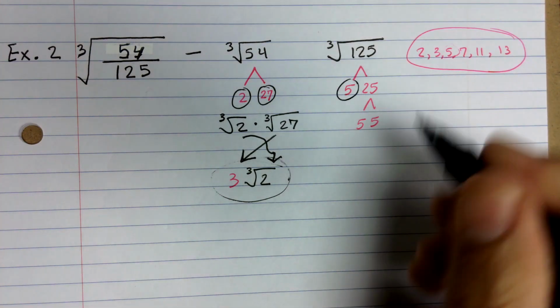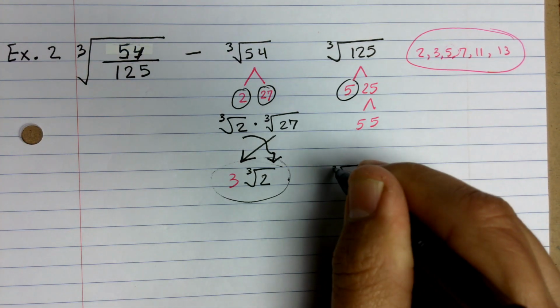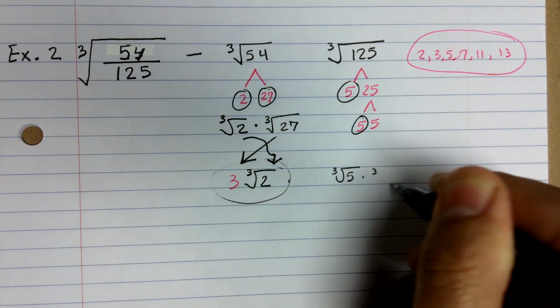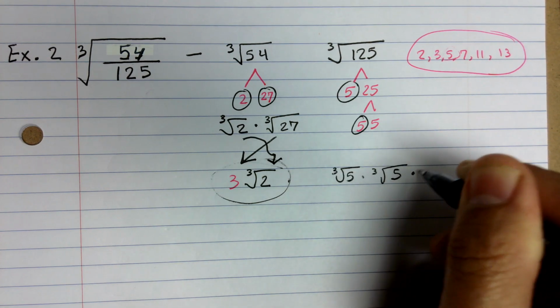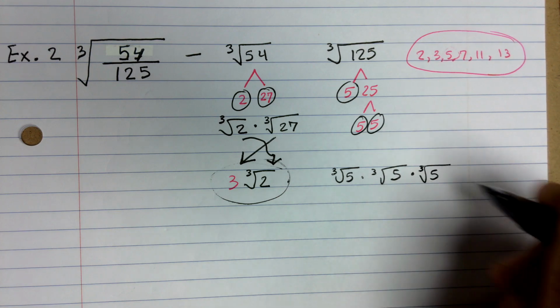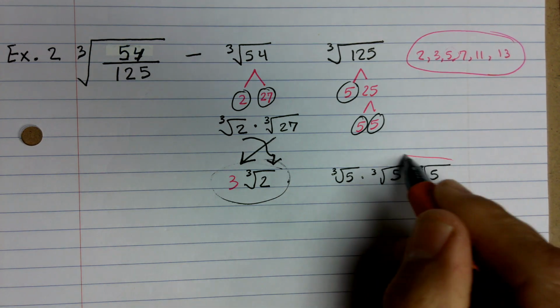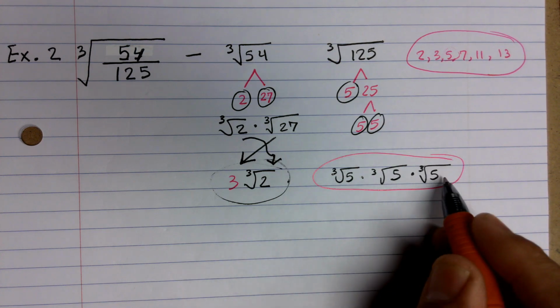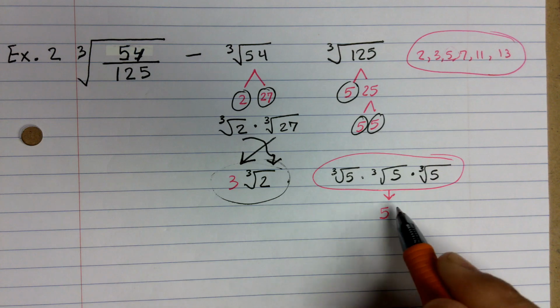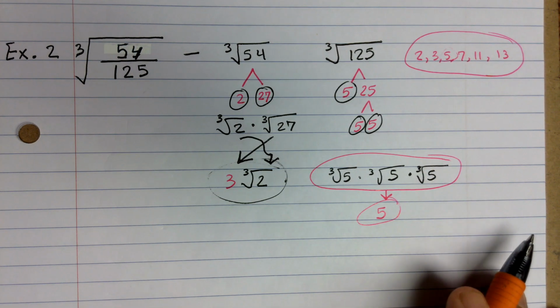And then what would have happened is you would have had a cube root of 5 times a second cube root of 5 times a third cube root of 5. And remember, with cube roots, anytime you have 3 of the same root, it just turns into the number. So this really just turns into a 5. And we can use that in our division problem.